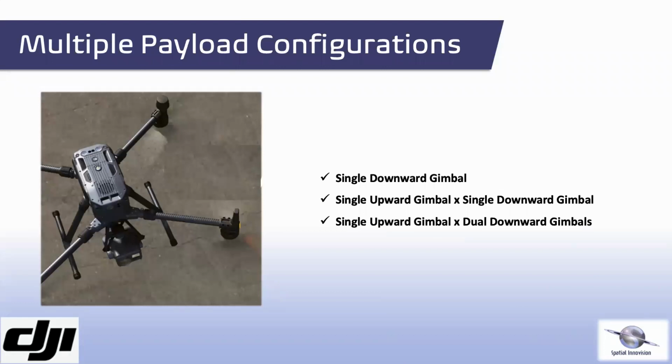With the multiple payload configurations, your M300 RTK will fit all your mission needs. Mount up to 3 payloads simultaneously with a maximum payload capacity of 2.7 kilograms. You can put 1 sensor on top of the drone and another 2 underneath.